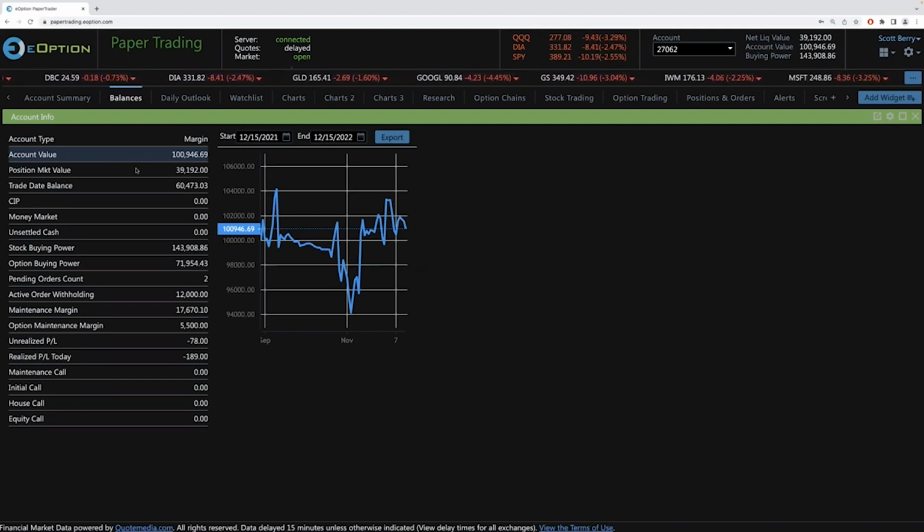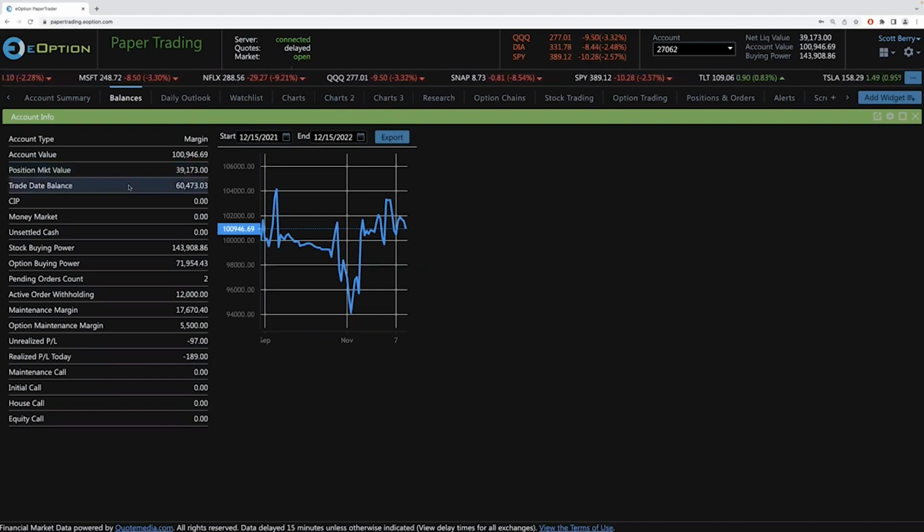The next line is a dynamic number, and this is your position market value. As you can see, it's not changing at the moment, but it will change from time to time depending on what your positions are doing. You see it just blipped a few dollars. This is what your position value is. If you go to your positions, sum it all up and subtract out any short obligations, that's what your position market value would be.